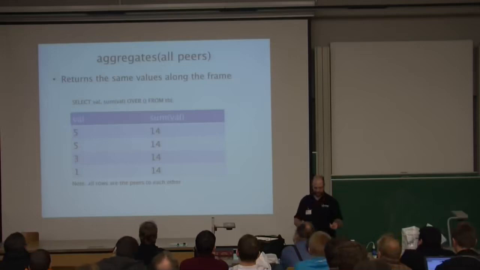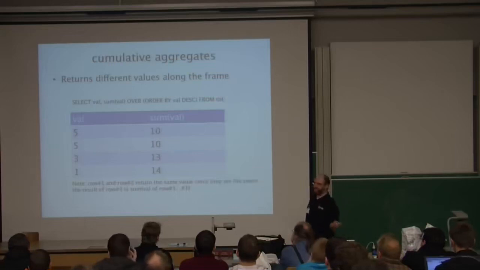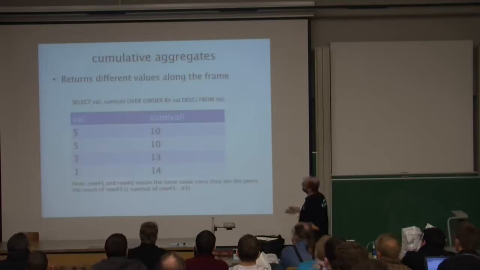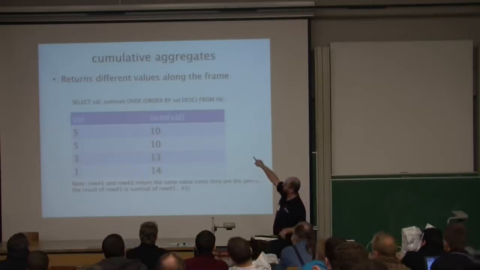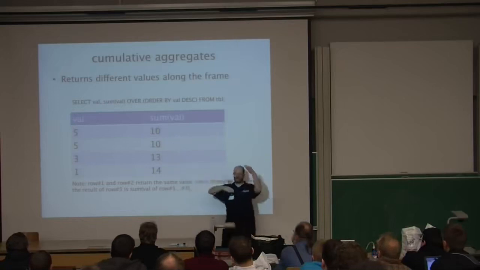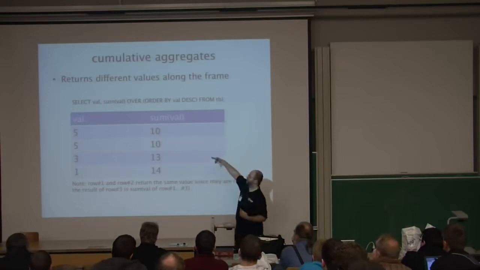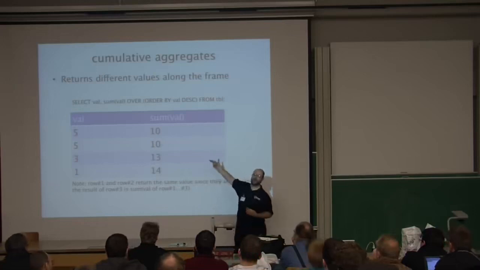But the more interesting thing that you can do with this windowing function over aggregates is that you can change aggregate behavior. So what we've said is value, sum of value over order by value descending from table. What's happening at these first two rows is that since you have not distinguished one from the other, they can't really be separated. So in the first two rows, your sum is actually the sum of the first two rows because they tie.